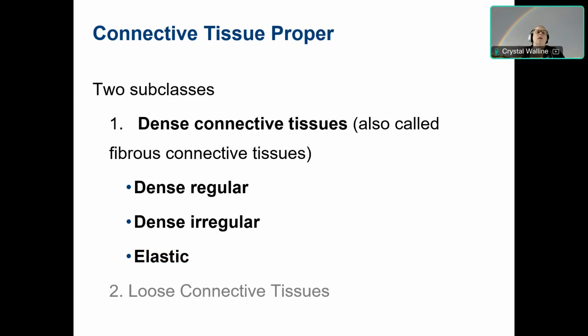Like I said, proper connective tissue has two different subclasses. We've got dense connective tissues and loose connective tissues, and we're going to talk about dense first. And the different examples of dense connective tissues are regular, irregular, and elastic.